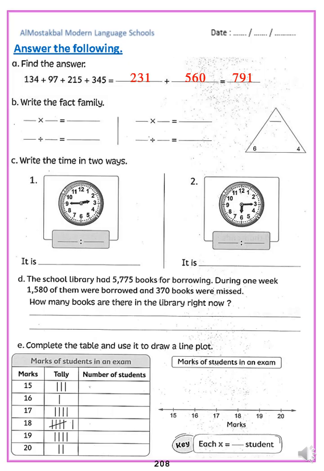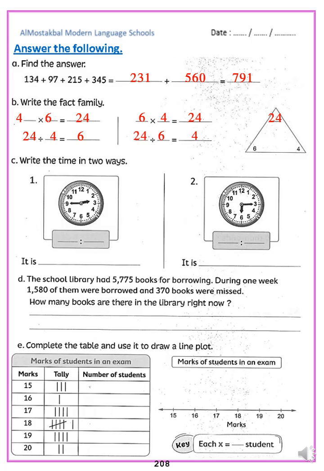Write the fact family. 6 times 4 equals 24. 4 times 6 equals 24. 24 divided by 4 equals 6. 24 divided by 6 equals 4.